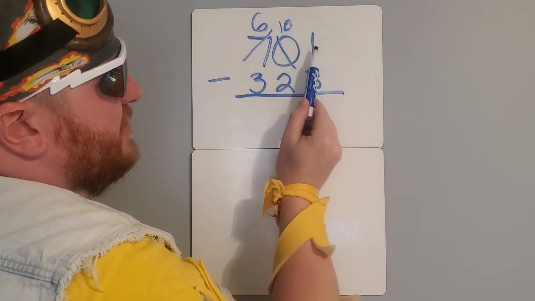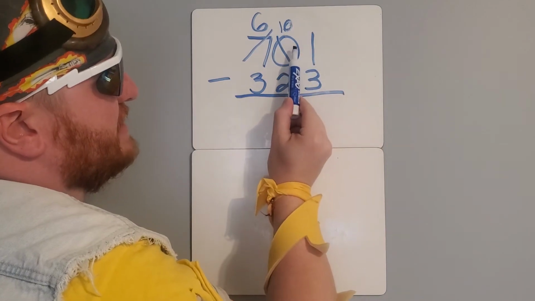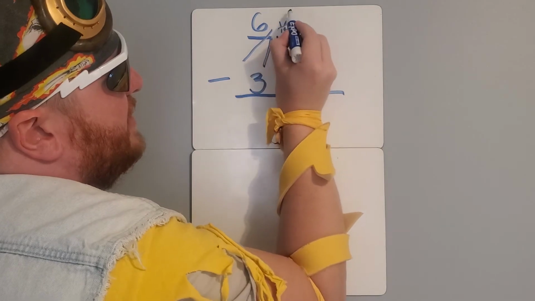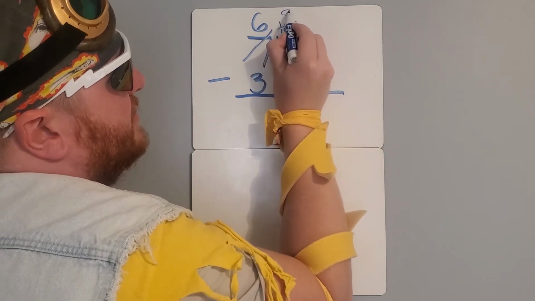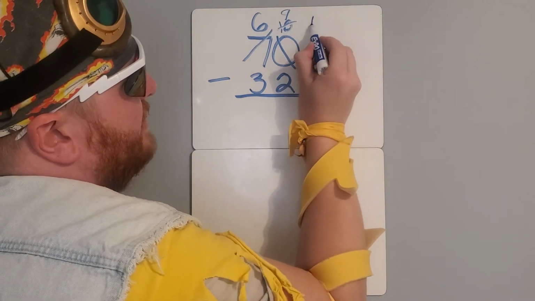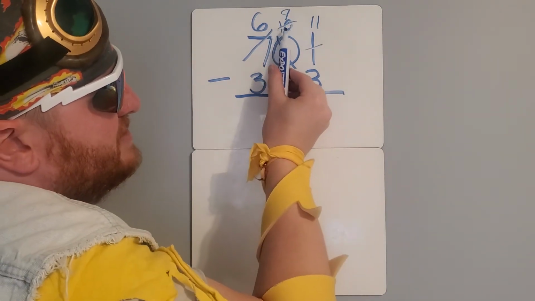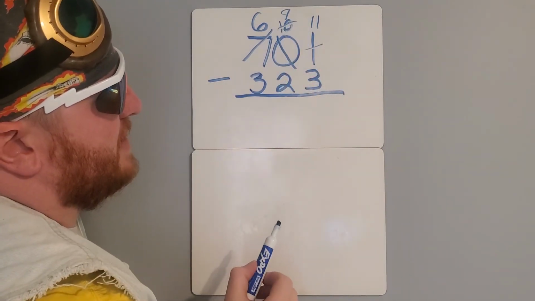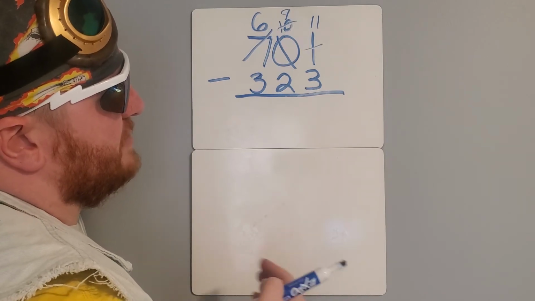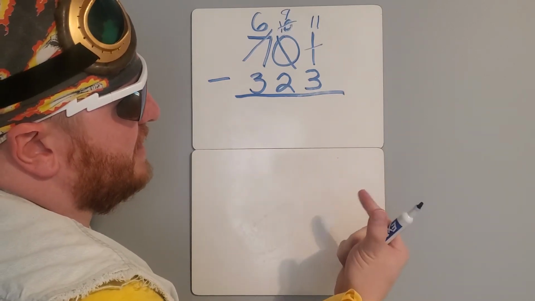Now that I have something I can borrow from, I'm going to say, all right, can I borrow from the tens place? Yes, I can borrow from here. My 10 is going to become a 9 because I'm taking one of the 10s away. And my 1 is going to become an 11 because technically I borrowed one of those 10s from the tens place to make it 11. Now, I can solve my problem. I can do 11 minus 3. I can count backwards. 11, 10, 9, 8.